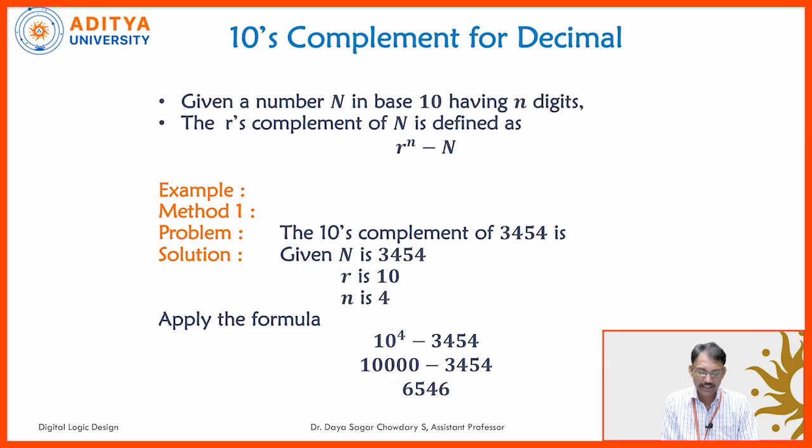So now again there is a method 1 and method 2. So for example, if we consider 10's complement for 3454, we are taking the same number here. So 3454 is the capital N and r is nothing but the radix, that is 10 here, and small n represents the number of digits, that means 1 2 3 4. Now with the help of this formula, 10 to the power of 4 minus 3454. Now 10 to the power of 4 is 10,000 minus 3454, so 6546 is the result for 10's complement. That means this is the r's complement representation.